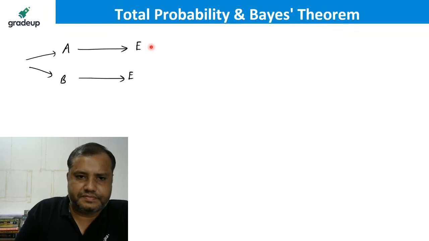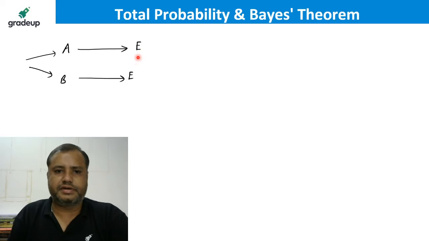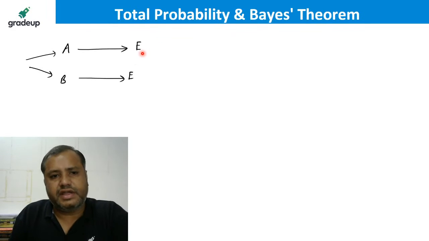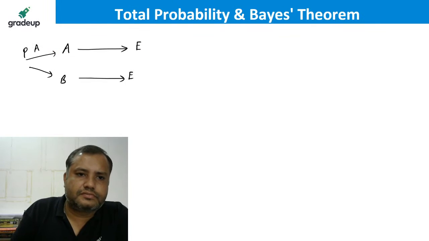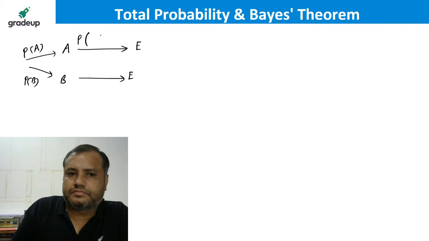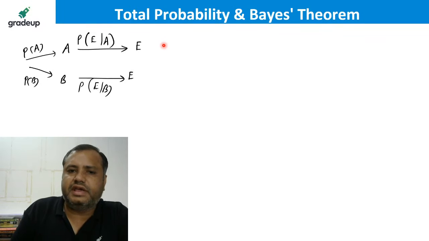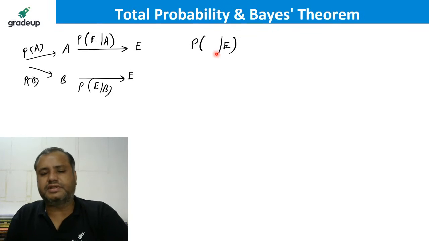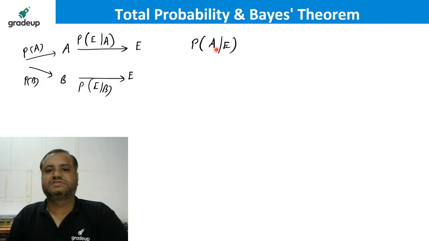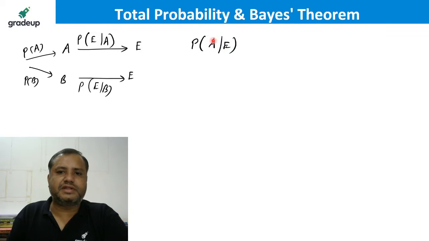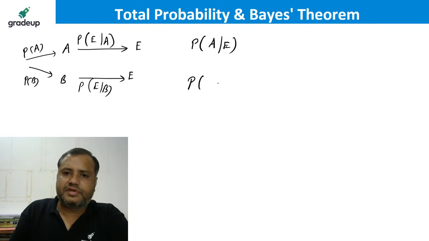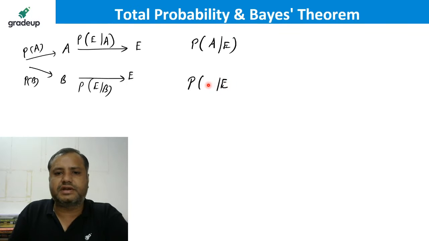Event E has already occurred. What is the probability that it occurred via A? Similarly, event E has already occurred. What is the probability that it occurred via B?